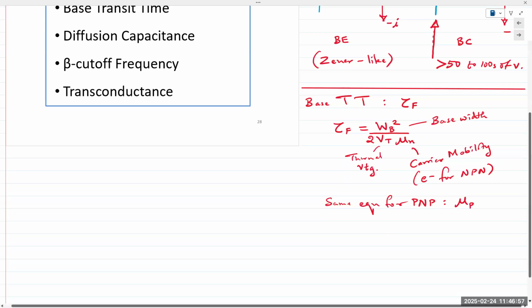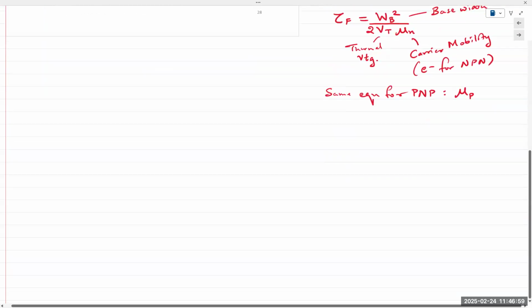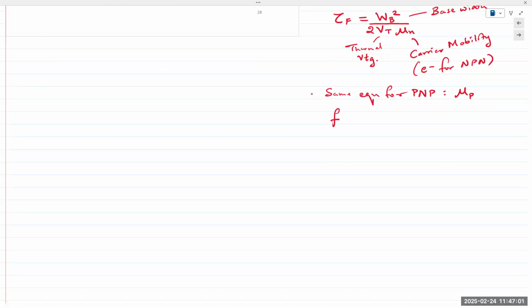And because of the mobility, it also places an upper limit on the frequency of operation, or max frequency of operation, which would be 1/2 pi tau F.